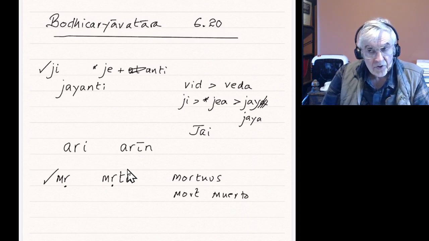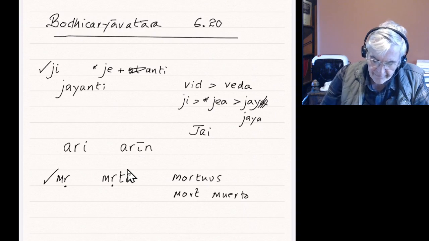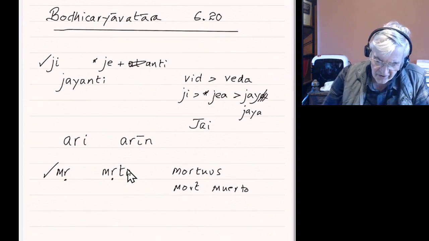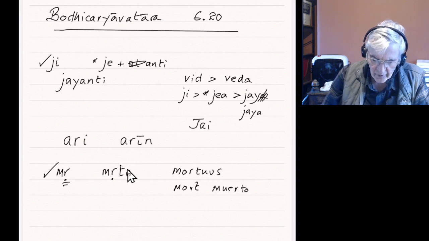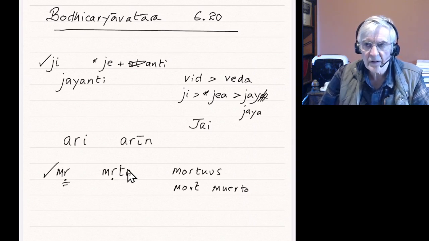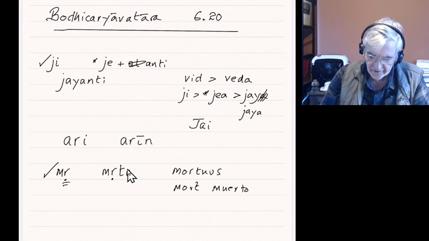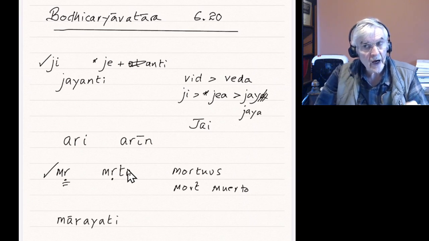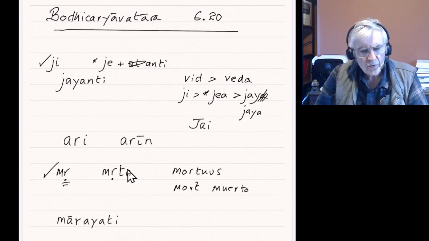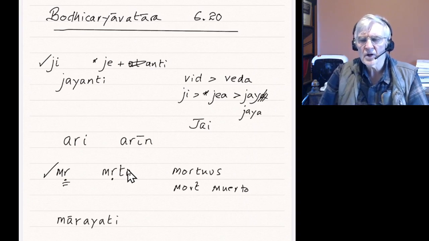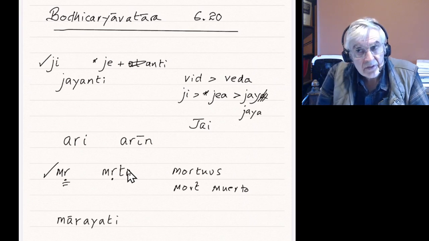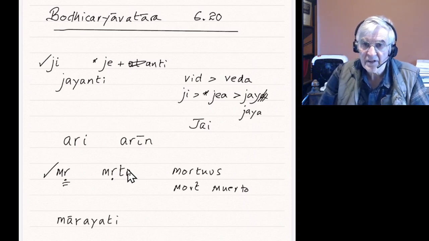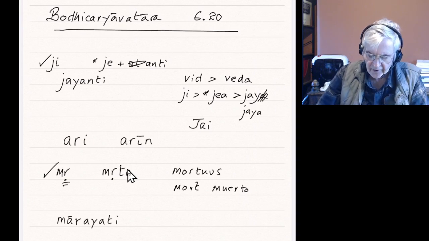You can make a causative form of it, marayati. When you get a class 10 causative from roots in a short vowel, it frequently has, most often I would say, vriddhi. Vriddhi of ri is ar, so you get marayati, literally to cause to die. This verb is also used not just for ordinary killing, but for example, putting somebody to death by way of the execution of a death sentence.